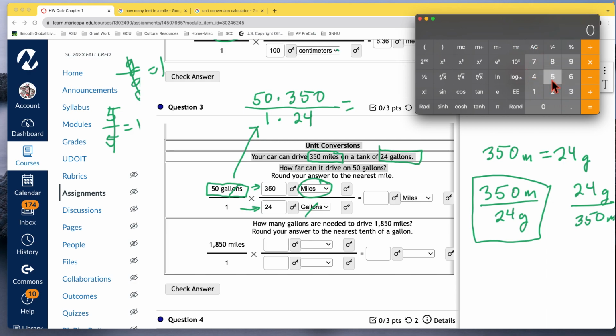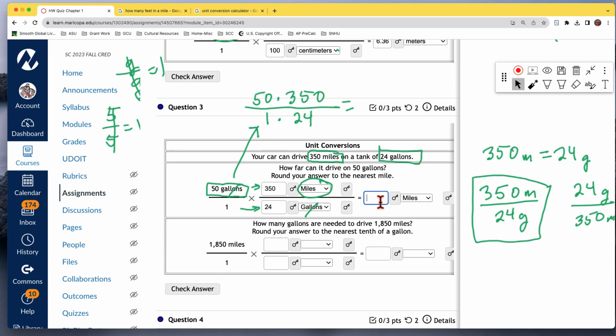So 50 times 350. That's a lot, 17,500 miles. But we divide that by 24 gallons. 729 to the nearest mile. There's a 1 here, so we round down to just 729, right? And sometimes if you put in 729.1, it probably will mark it wrong. So you always look up here in the instructions. This wants it just to the nearest mile.